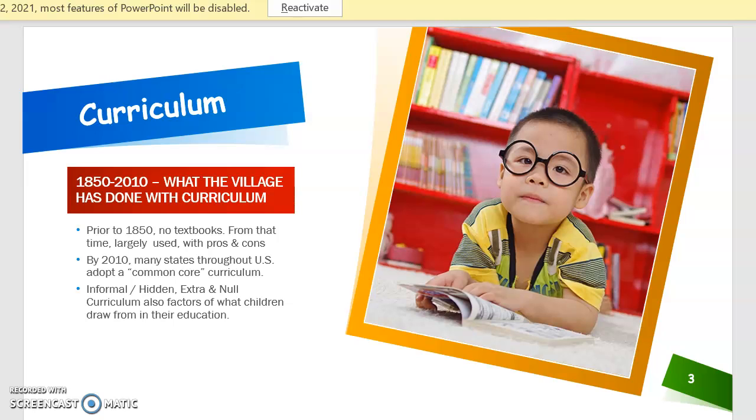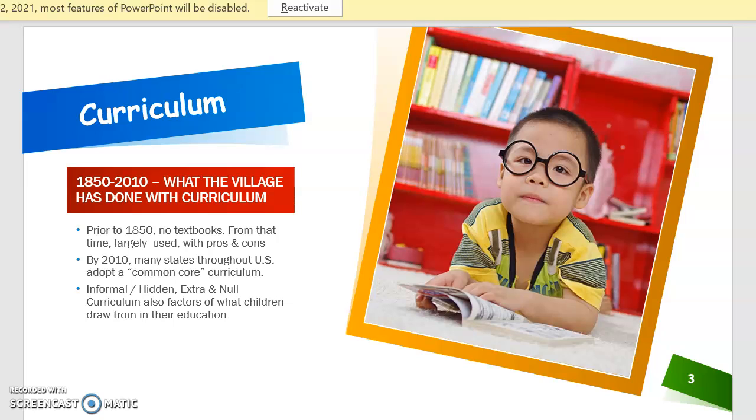So, as Hillary Clinton once said, it takes a village. What the village has done with curriculum has changed vastly through the years. For example, it wasn't until 1850 that curriculum was really a thing. Throughout the U.S., prior to 1850, there weren't really any textbooks. From that time, however, they've been largely used, widely, with pros and cons.